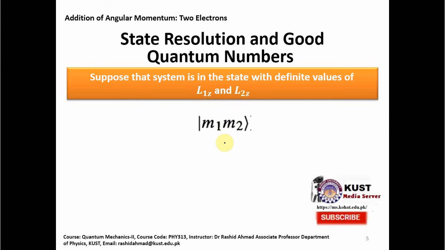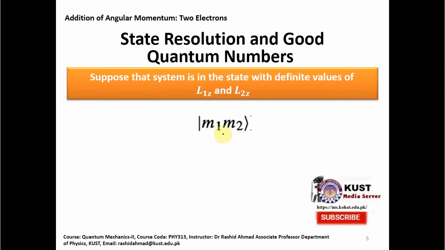So it is customary to represent the state by the eigenvalues of the operators, as you can see over here, the m1 with the help of m2. Now in this state you can ask a question whether this state can be further resolved. Now first of all, what is the meaning of this question? What do we mean by resolution?